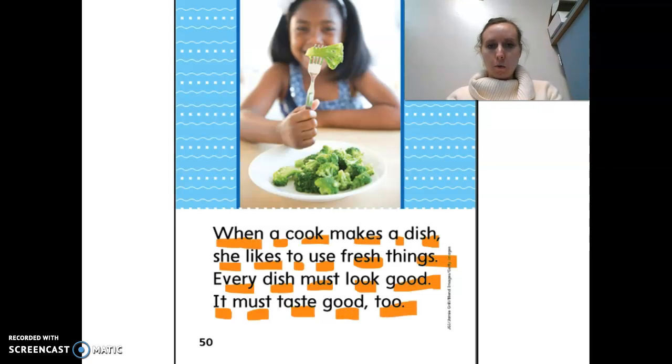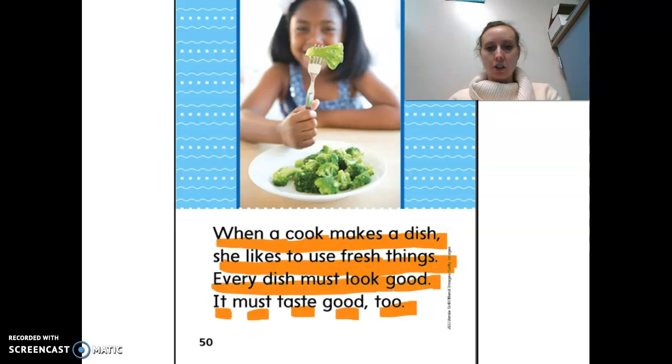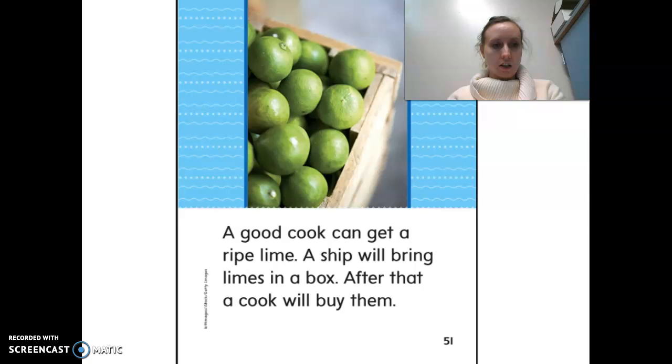Together. When a cook makes a dish, she likes to use fresh things. Every dish must look good. It must taste good too. Okay, here's our next page. Your turn first.